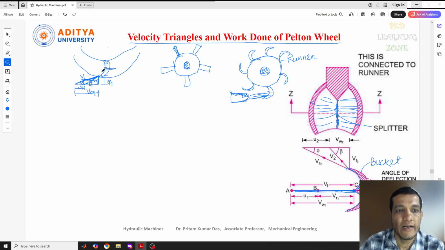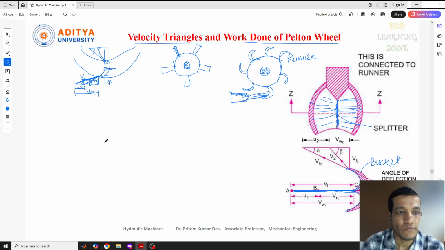These things we have already drawn and discussed in a previous topic, and the outlet velocity triangle will also come like this. The same thing will be there, only the angles and the flow velocity will be different. But in this condition you can see the impact of the jet is on the middle of the blade. That's why the inlet velocity triangle will be different, but the outlet velocity triangle will be the same as we discussed previously.